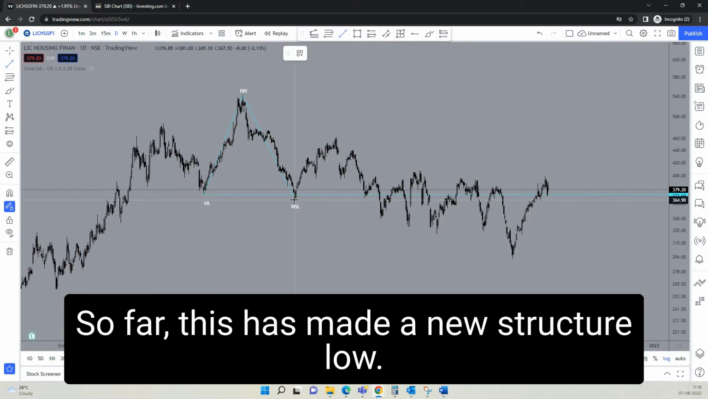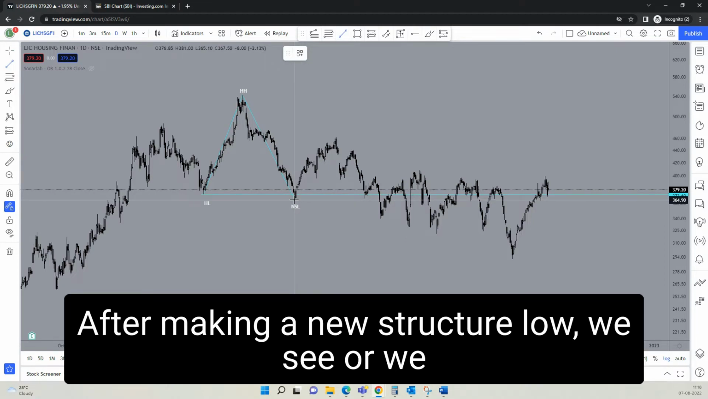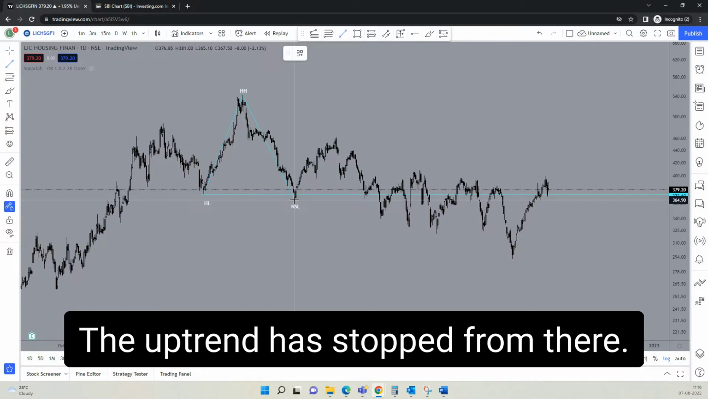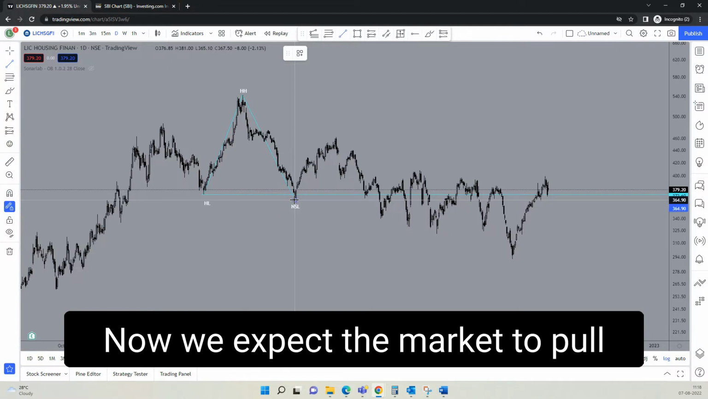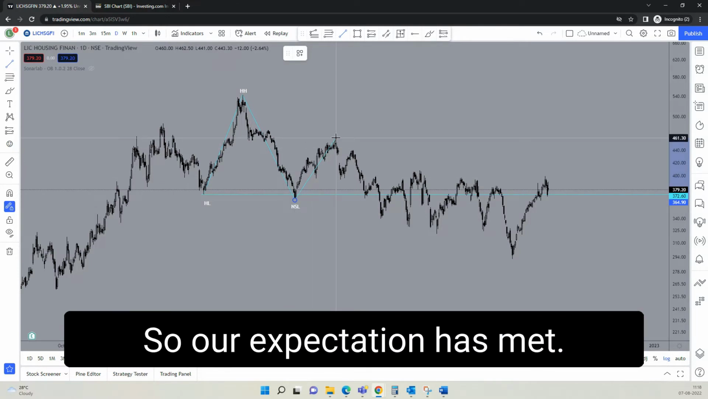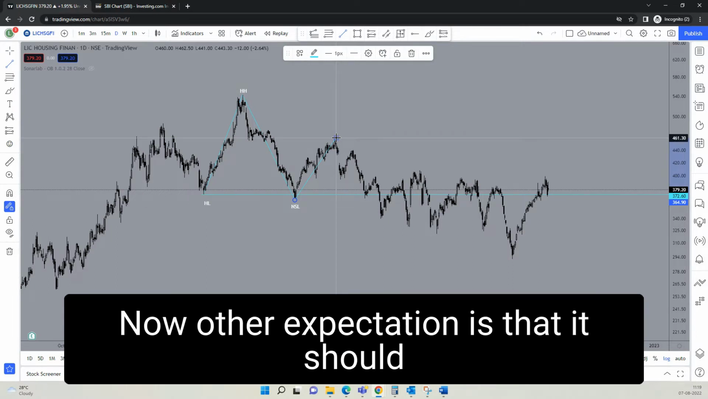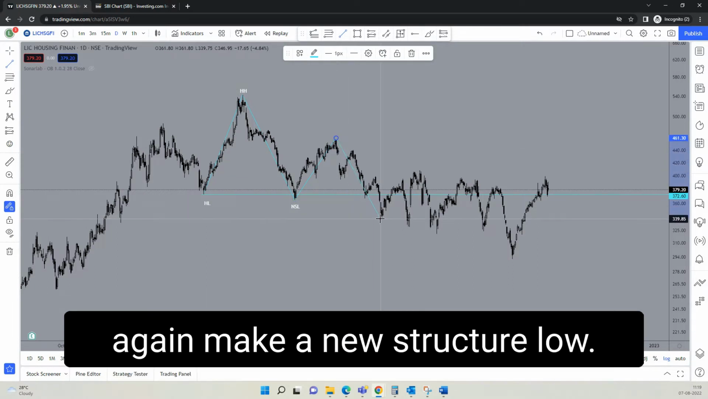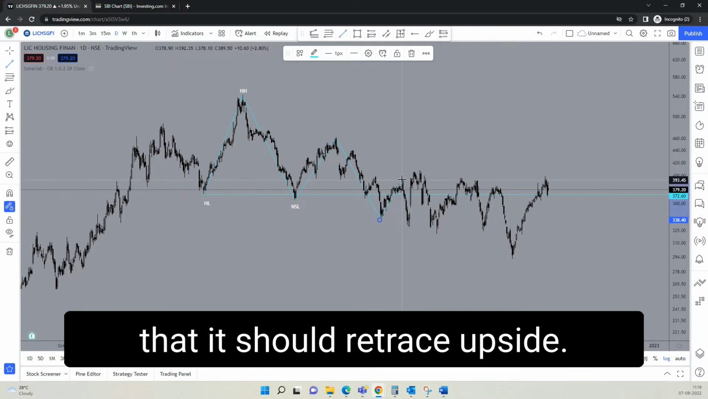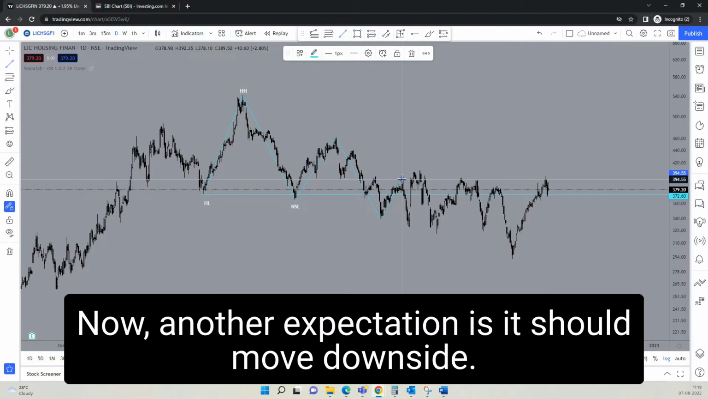So far this has made a new structure low. After making a new structure low, we anticipate that the market has moved into a fresh downtrend. The uptrend has stopped from there. Now we expect the market to pull back higher, which it did. So our expectation has been met. Now the other expectation is that it should again make a new low. Sorry, not a new structure low, it will be a lower low. From there, we still expect that it should retrace upside. Now another expectation is that it should move downside.